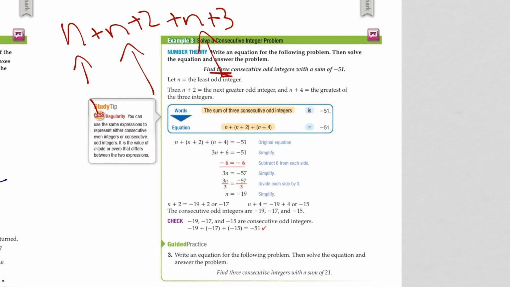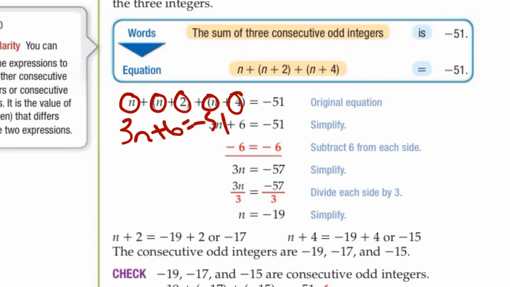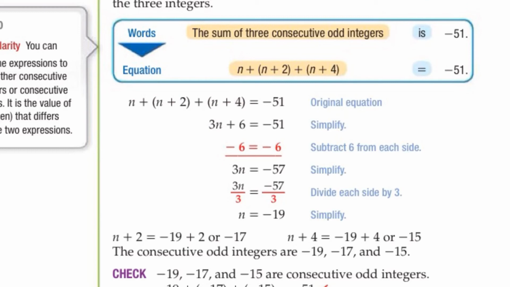Okay? So now what do they have to equal? Well, negative 51. That's what it says right there. They put it right there. And what ends up happening here is they combine n plus n plus n is 3n, 2 plus 4 is 6, equals negative 51. Now what do we have? We have a two-step equation. Look, the n wants to be by itself. Who is in the way? The 3 is in the way. The 6 is in the way.